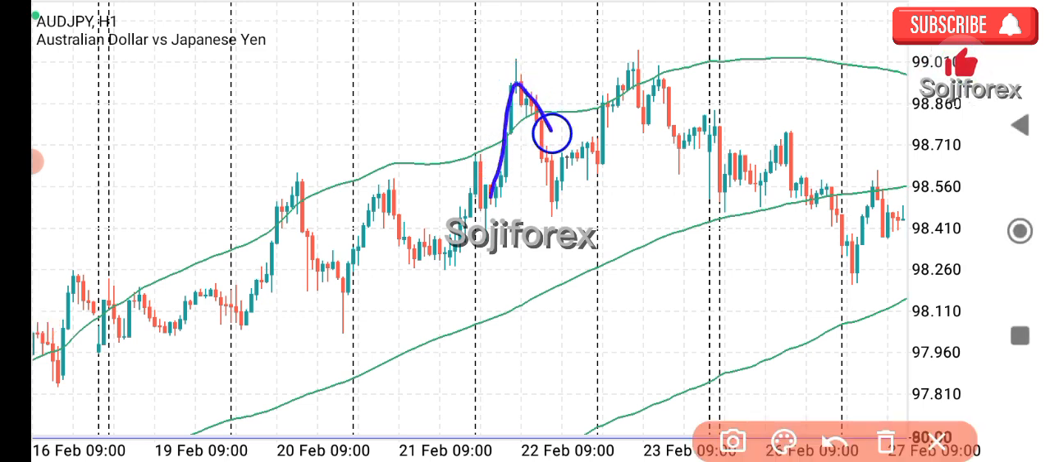Here we have another one. Right, so this one, you might look at this and say, okay, is this not an M pattern?